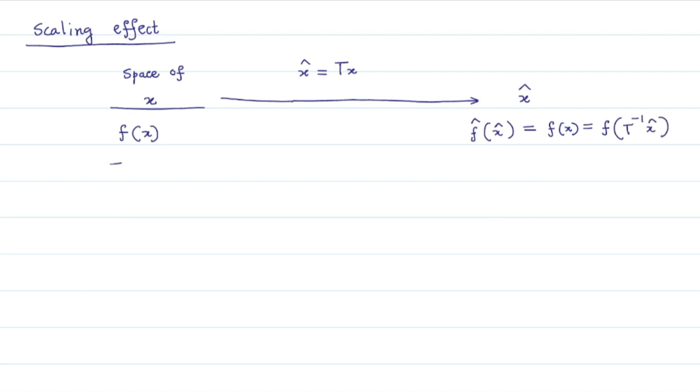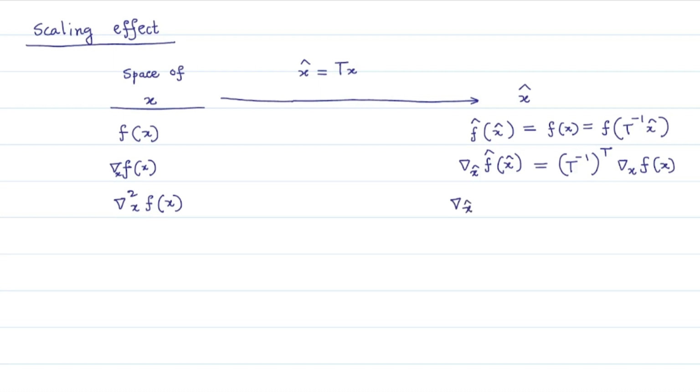Now we compute the gradient in the x space, the gradient with respect to the variable x, and the gradient in the x hat space with respect to x hat. We all know this gradient in the x hat space is given, in terms of the gradient of the function f, as T inverse transpose grad_x f(x). Next, the Hessian. The Hessian in the x hat space, we all know, is given by T inverse transpose times the Hessian in the x space times T inverse. We have computed this relationship and the previous one in detail in one of the previous lectures.